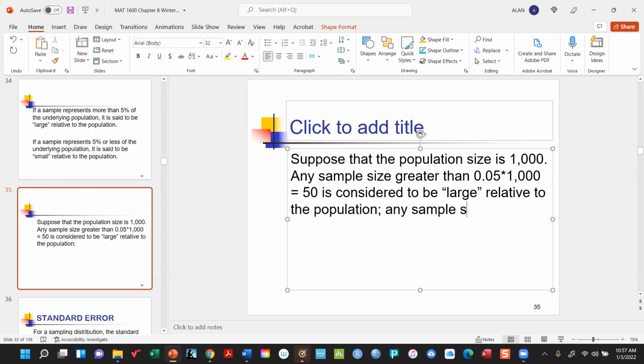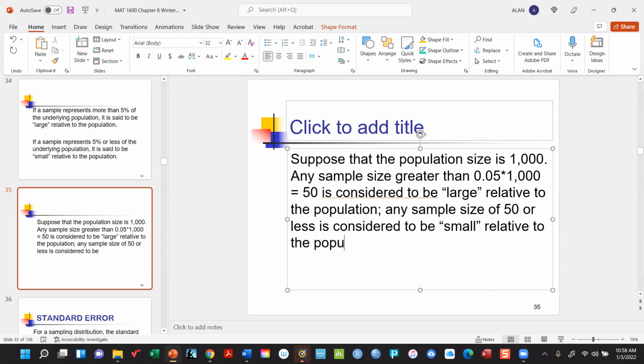Any sample size, actually, I'm sure this should be greater than or equal to. No, I'm sorry. It's right. Yes, this is fine. Any sample size of 50 or less is considered to be small relative to the population. Okay, now we're good. So 50, in this case, would be the cutoff point between large and small, because that's 5% of the entire population.